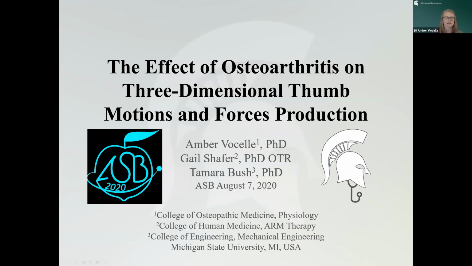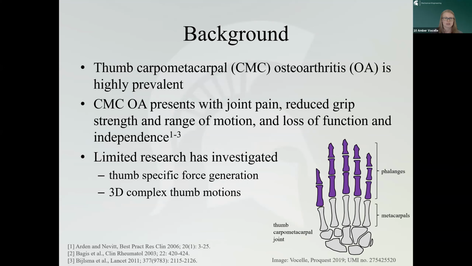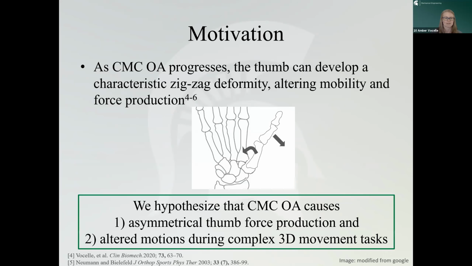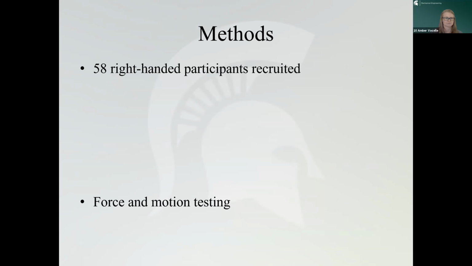So osteoarthritis, or OA, commonly affects the thumb carpometacarpal joint, or CMC joint, located at the base of the thumb. We know that CMC-OA alters hand function. However, little research has investigated its effect on thumb-specific joint force generation and 3D complex thumb motions. As osteoarthritis progresses, the thumb can develop a zigzag deformity in which the first metacarpal subluxes and the proximal phalanx hyperextends. We hypothesize that CMC-OA causes asymmetrical thumb force production and alters motions during complex 3D movement tasks.